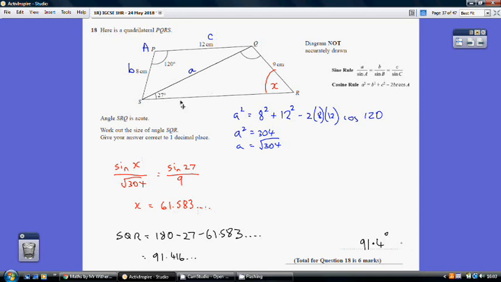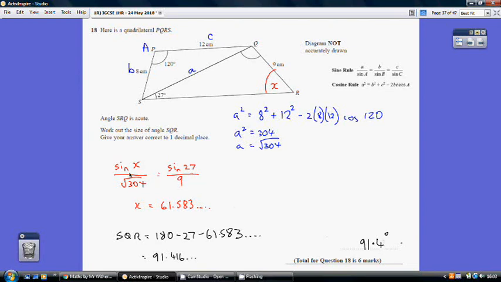Now obviously angles in a triangle add up to 180, so my required angle here is going to be 180, take away 27, take away my 61.583, giving me 91.416... So to one decimal point, that is 91.4 degrees.